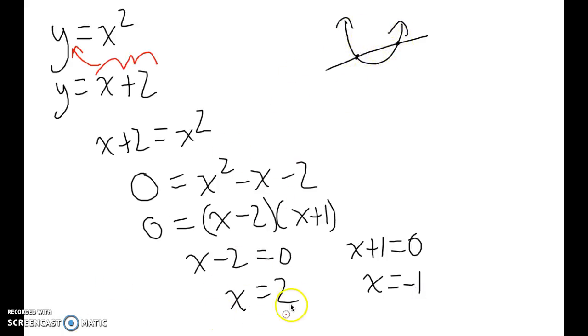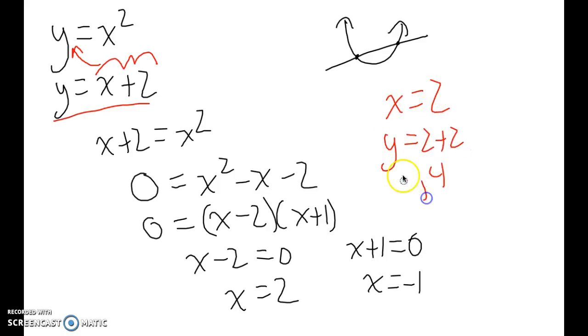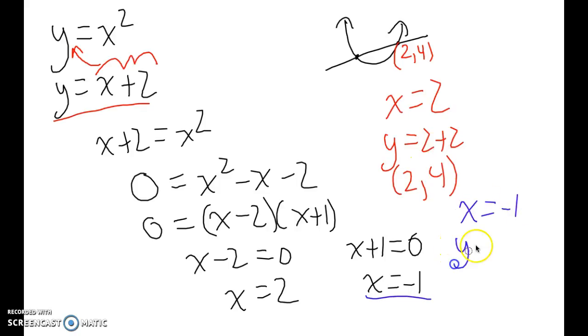So I'm going to have to find the y coordinate twice. I like to use the easier one always if I can, so I'm going to go back to my linear equation. So when x is 2, then y is going to be equal to 2 plus 2, or just 4. So one of my points of intersection is going to be 2, 4. And then to find my second point, when x is negative 1, y equals negative 1 plus 2, or y is just equal to 1. So then I also have this over here.